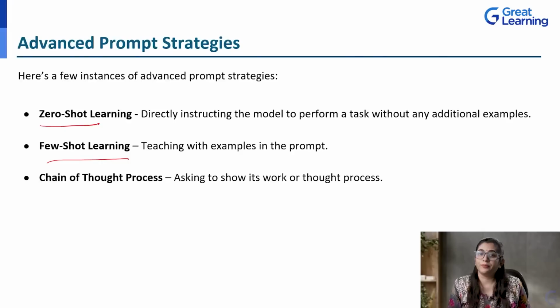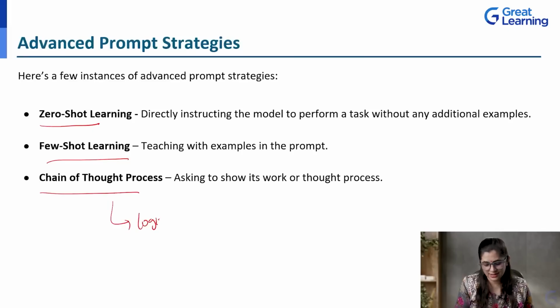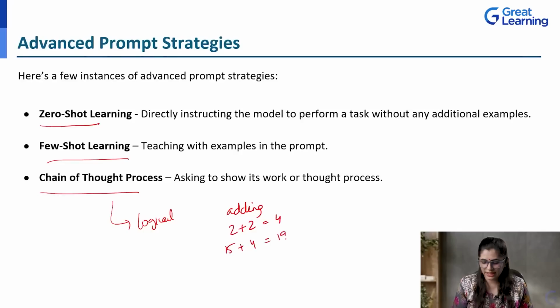Now, chain of thought. Chain of thought is designed for logical tasks. Anything logical, it is the best prompt strategy to follow. In chain of thought, you give an example of how to do a process. For example, you are adding. You are given an example, 2 plus 2 is equal to 4. Then you say 15 plus 4 is equal to 19. Then you give an input.